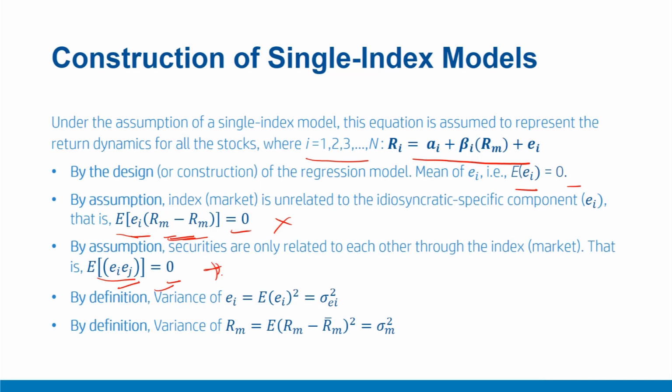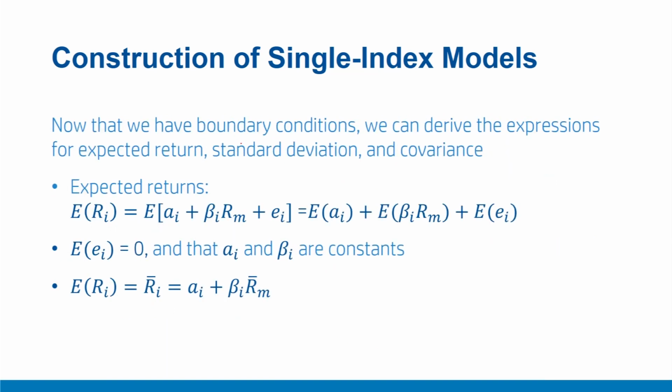However, this assumption is not ensured by the regression model, as we discussed earlier. Also, by definition, we define the variance of the error term, or stock specific component of return, as sigma Ei square, and the variance of the market as sigma m square. Now that we have boundary conditions, we can derive the expressions for expected return, standard deviation and covariance easily.